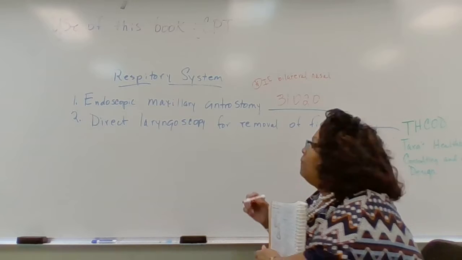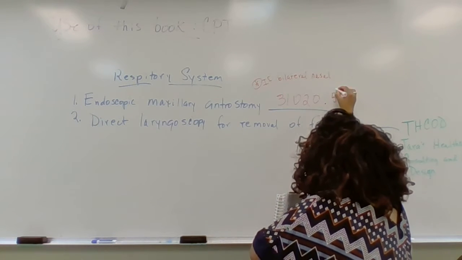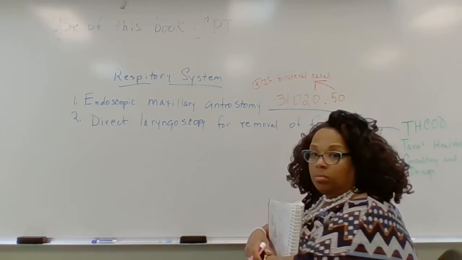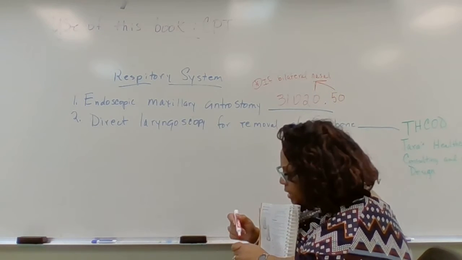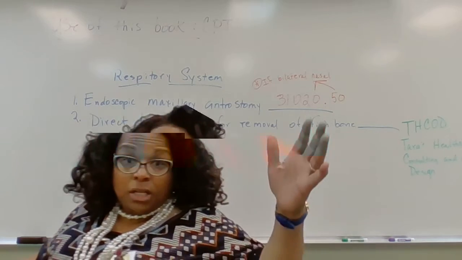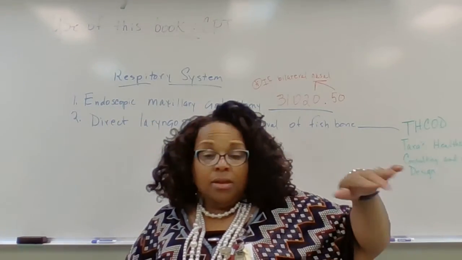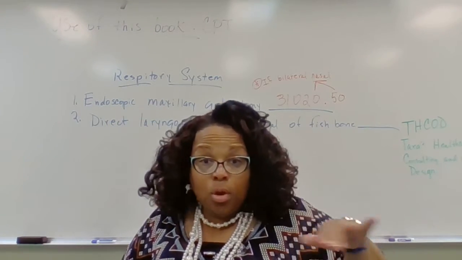31020 with modifier 50. You're going to have to use modifier 50 if it's bilateral. So here's what it's going to look like on your CMS 1500 sheet. You know that CMS 1500 form I showed you? It has all those 6 lines. So this is how it's going to look when you do your billing.